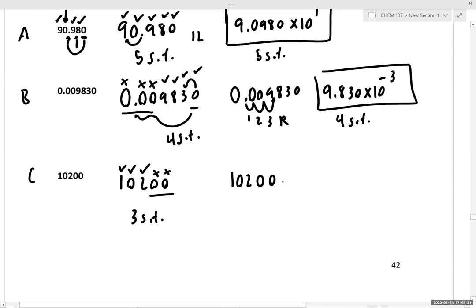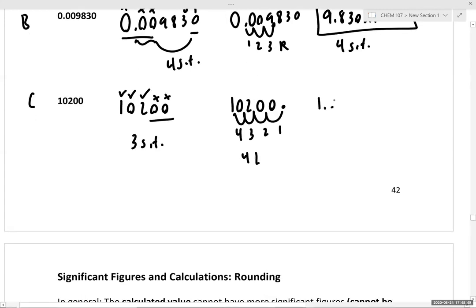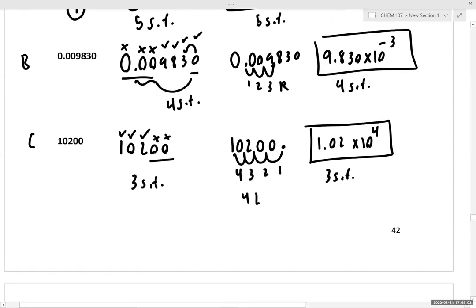So to write this number in scientific notation, we're going to place a theoretical decimal point at the end, and we're going to move our decimal point 4 spaces to the left so that we have a number that's between 1 and 10. That gives us 1.02 times 10 to the 4th. And as we can clearly see in scientific notation, our number has 3 significant figures. Does this make sense to everyone so far?